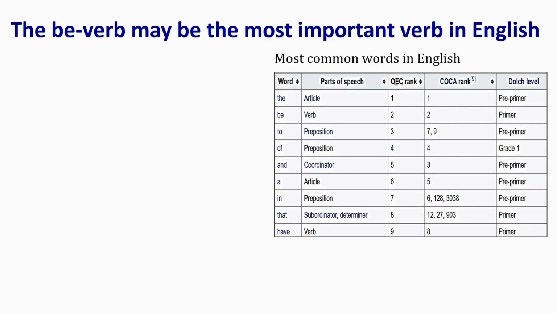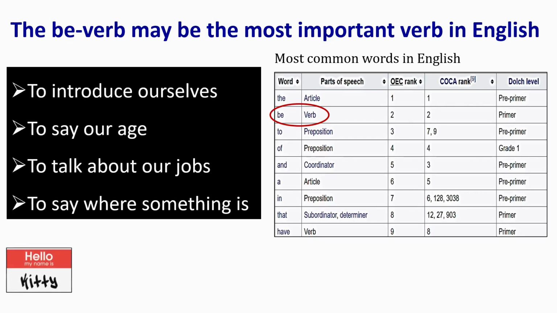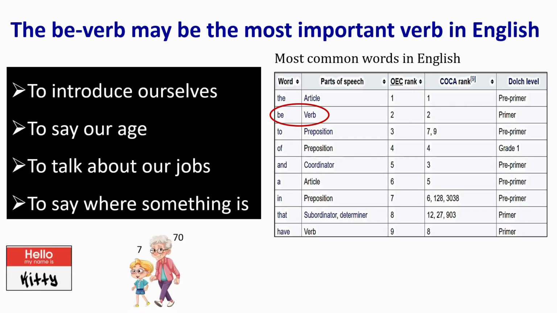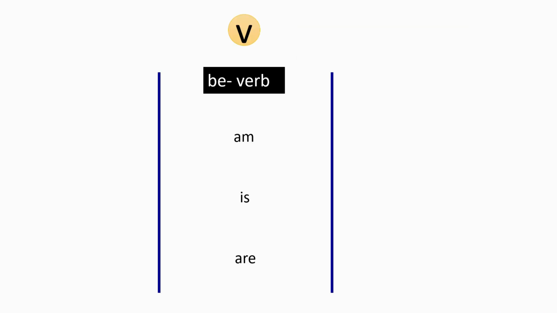The be-verb may be the most important verb in English, because it is the most used word in the English language. We use the be-verb to introduce ourselves, to say our age, to talk about our jobs, to say where something is, and the list goes on and on.